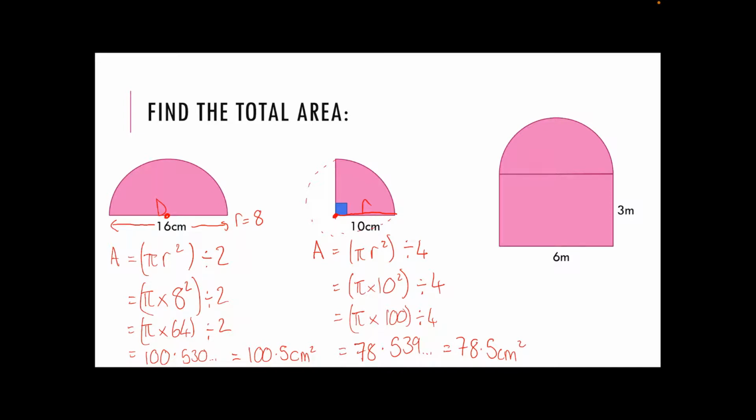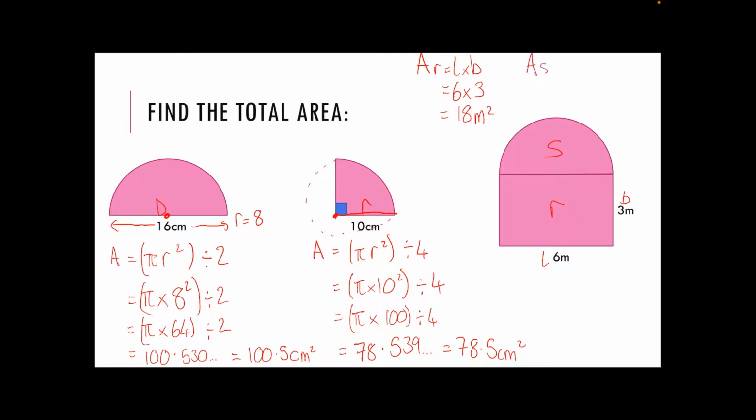For our last example then, we should be able to notice that we have been split into a semicircle and a rectangle. So I'm going to start with my rectangle because it's the easiest formula. So area of a rectangle is just length times breadth. My length is 6 and my breadth here is 3. So that is going to give me 18, and it was metres, so metres squared.